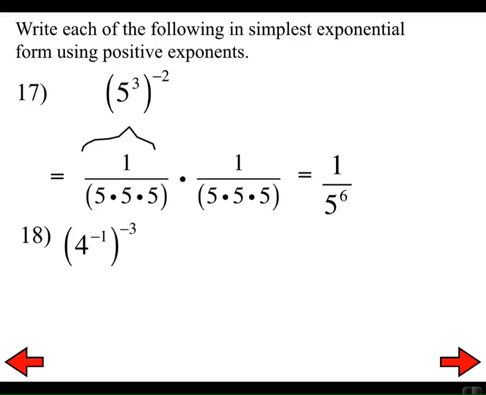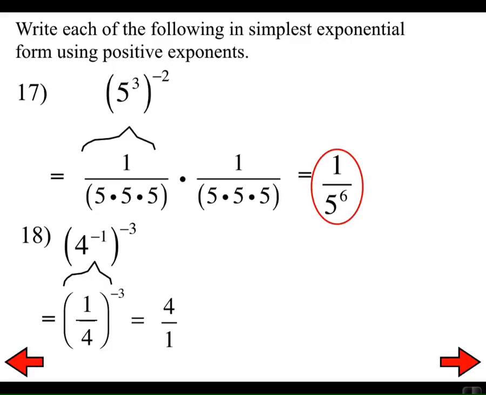Number 18, on the inside of the parentheses, 4 to the negative 1st power, I'm going to go ahead and simplify that to 1 over 4. But I'm going to have to go ahead and then, since it's raised to the negative 3rd power, I'm going to have to take the reciprocal again and then cube that. So my answer would be 4 cubed. Are there any questions there?